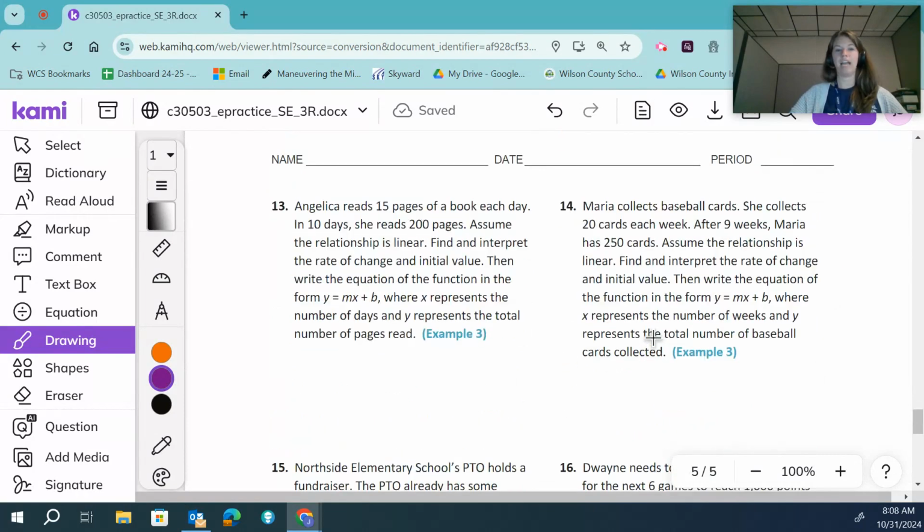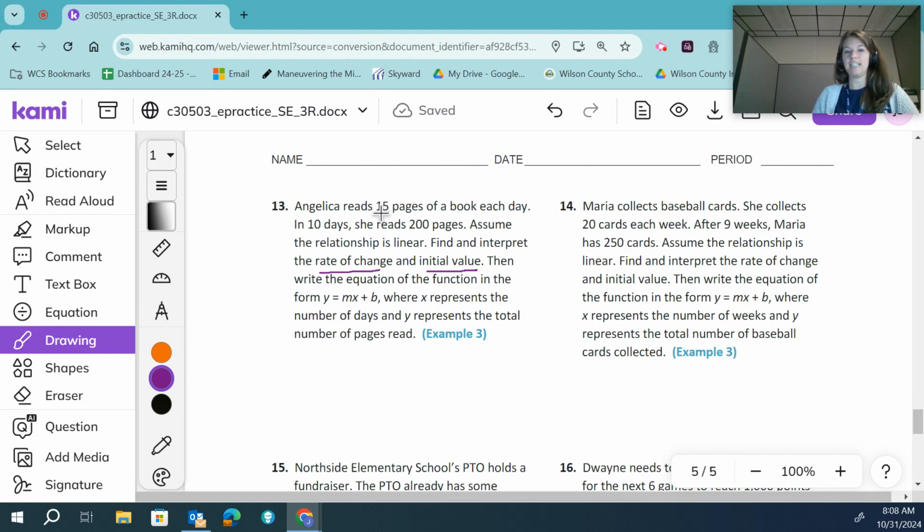Now we are going to take a look at some situations and writing equations from a situation. Angelica reads 15 pages of a book each day. In 10 days, she reads 200 pages. Assume the relationship is linear. Find and interpret the rate of change and initial value. Again, slope and y-intercept. Then write the equation of the function in the form y equals mx plus b, where x represents the number of days and y represents the total number of pages read.